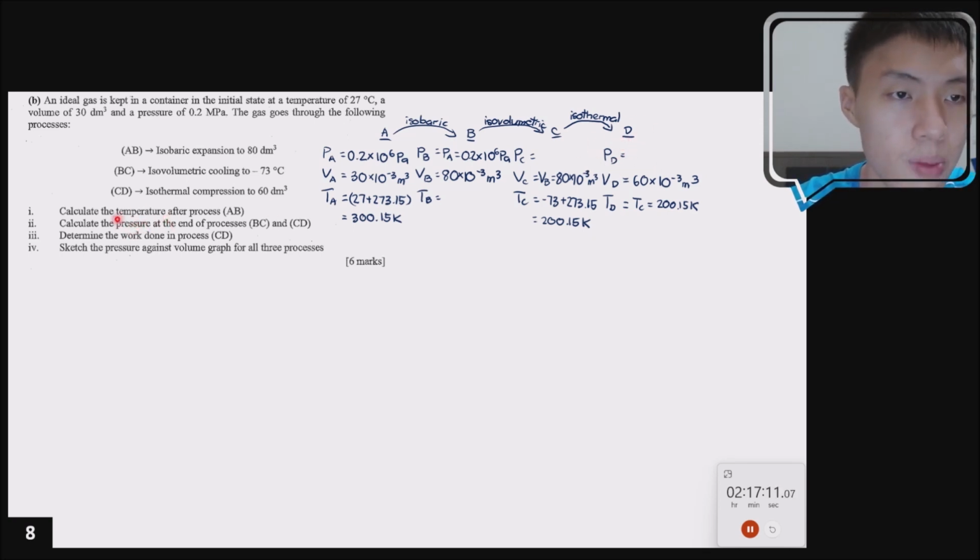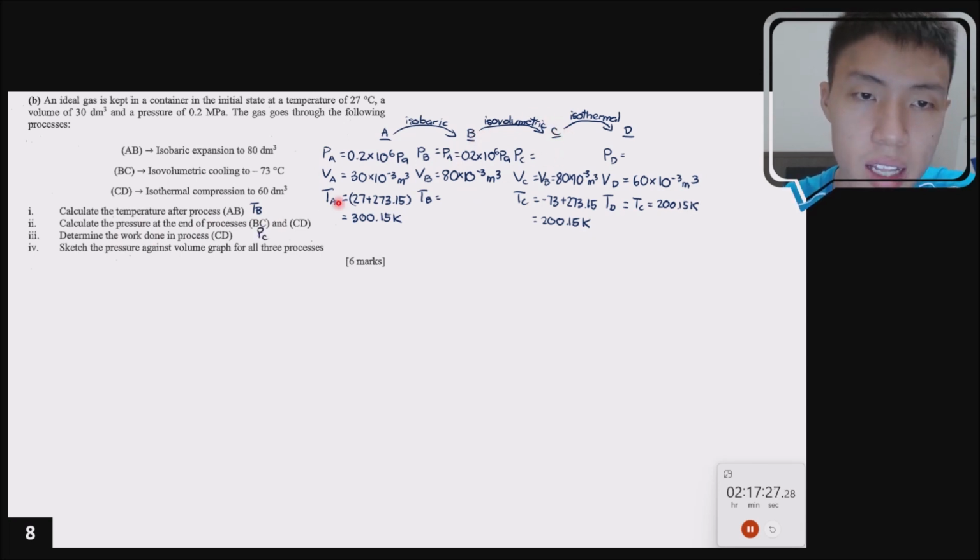Let's look at the question. They ask for temperature after process AB. After process AB, the temperature is TB, so they're asking for TB. Next, the pressure at the end of process BC, which is PC. And they ask for the pressure at the end of process CD. After process CD, your pressure is PD. So you need to find these 3 things.